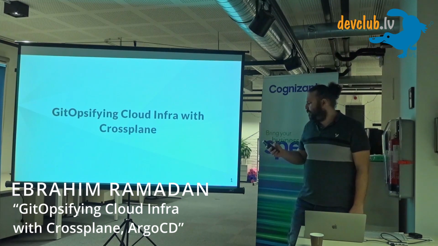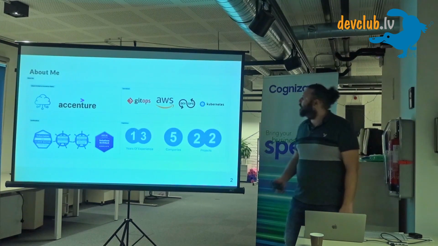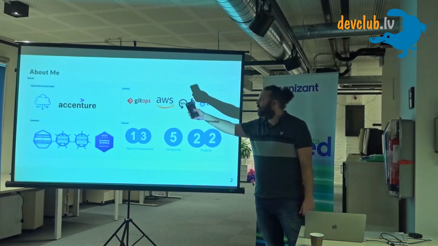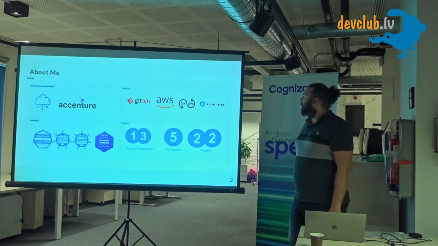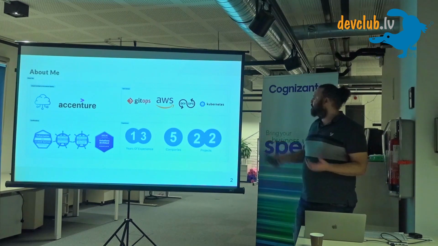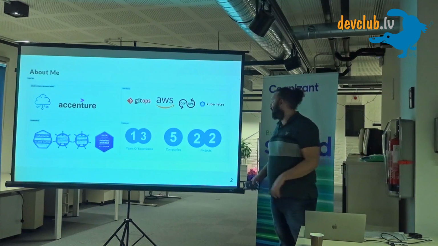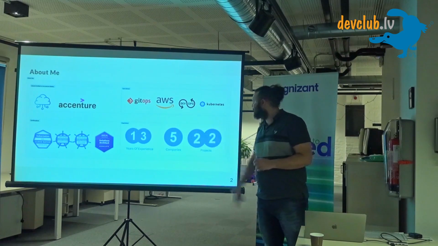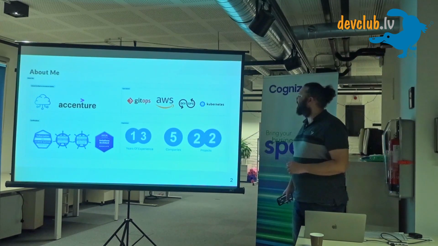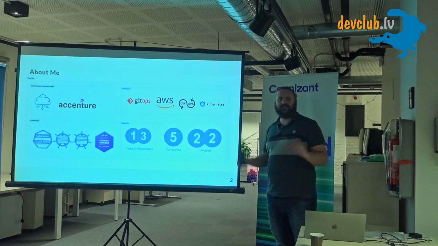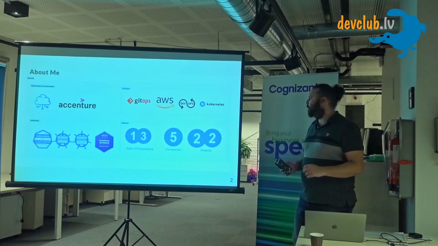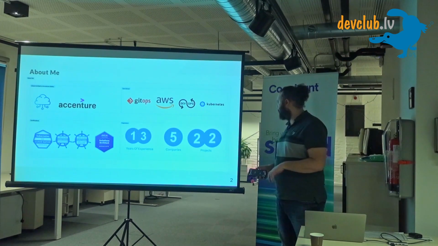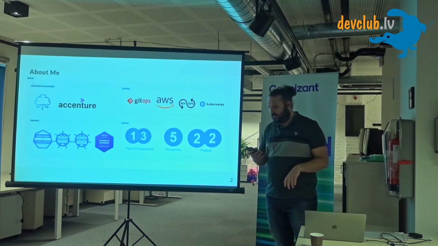Okay, so I'm from Accenture. I'm a cloud engineer, specialized in GitOps, AWS, and DevOps. I love Kubernetes, and I'm showing my love by getting certificates. As you see, I've been in the industry for 13 years, working in 5 companies and successfully finishing 22 projects.